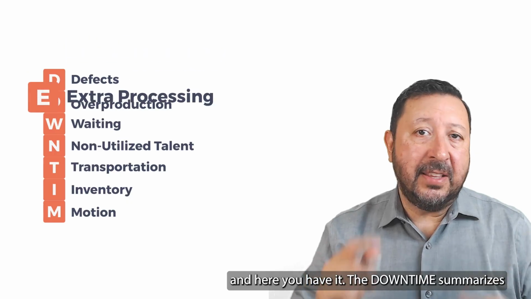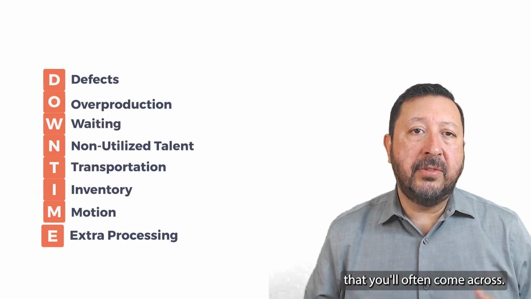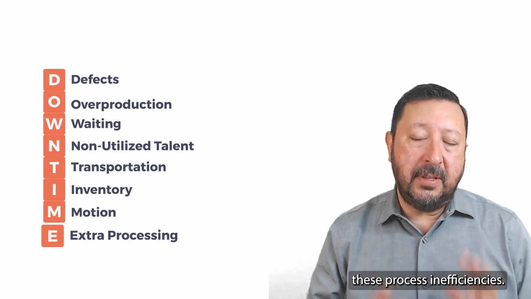Okay, and there you have it. DOWNTIME summarizes the 8 different types of waste that you'll often come across. Next, we'll discuss how you'll observe these process inefficiencies.